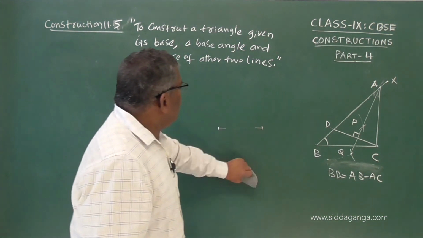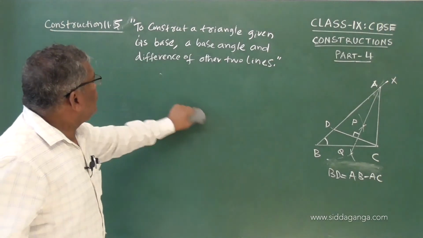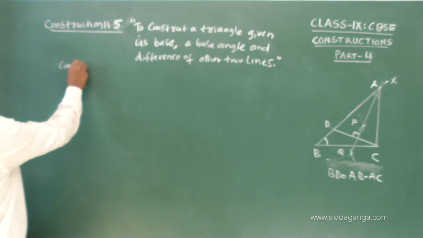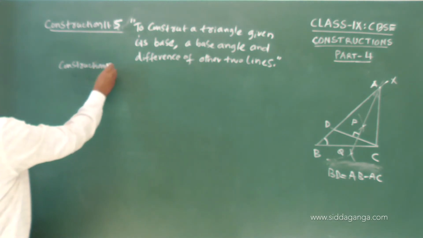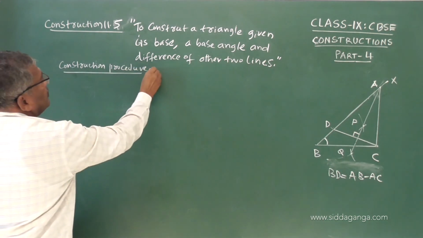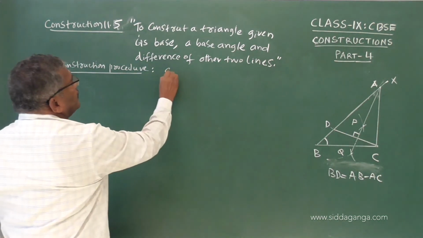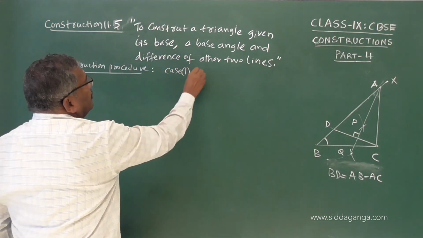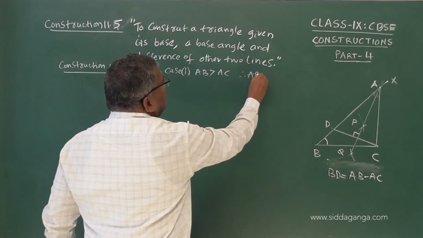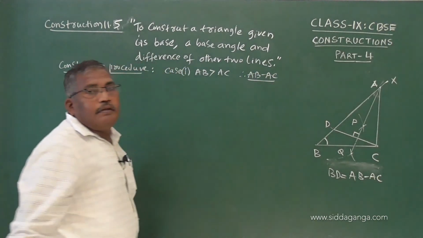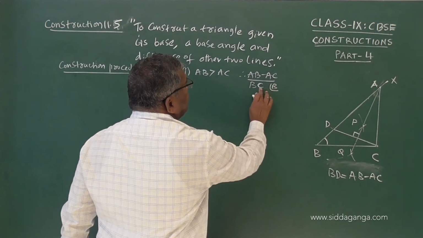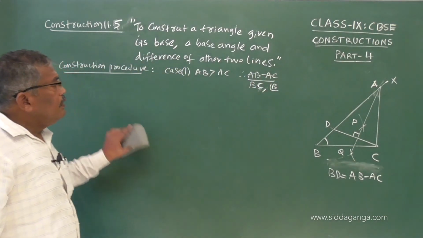So I will give you the construction procedure now. So we are in case 1, where AB is greater than AC, therefore AB minus AC is given, along with BC and angle B. So these three things are known to us.